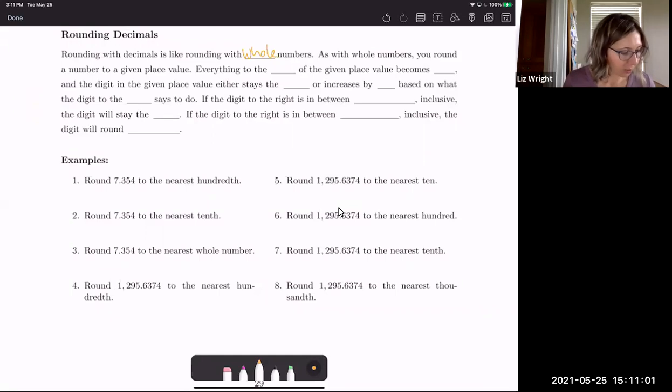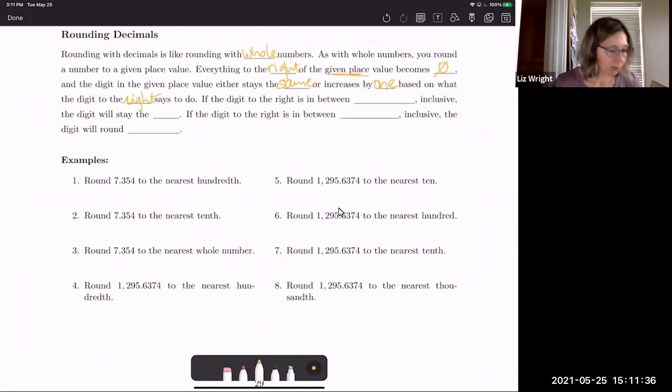As with whole numbers, you are going to round a number to a given place value. Everything to the right of the given place value becomes 0. And the digit in the given place value either stays the same or it's going to increase by 1, based on what the digit to the right says to do.